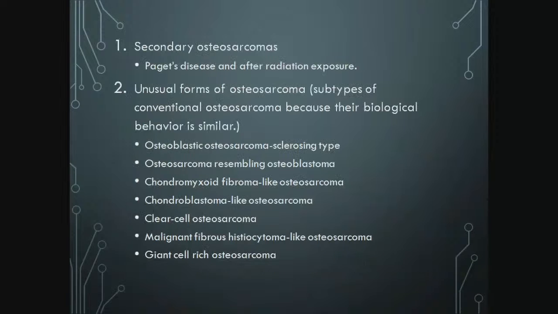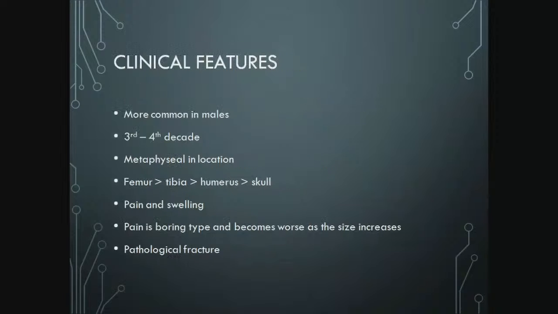Secondary osteosarcoma, as I said, is the one which occurs after irradiation of the body or secondary to Paget's disease, which is more prone to development of osteosarcoma. A few other unusual forms of osteosarcomas are basically subtypes of conventional osteosarcoma because of their biological behavior and similar typing, such as the sclerosing type. These are just to be enumerated, not important from the undergraduate point of view.